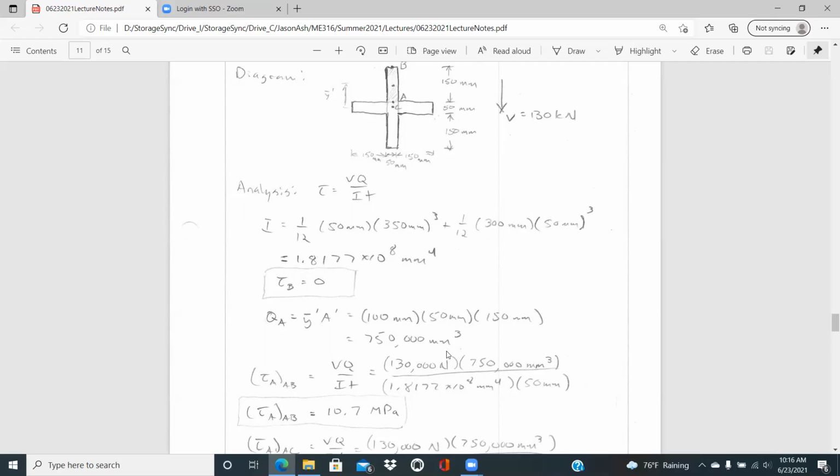And what we're finding is that we really don't need to solve this as a function of Y. We just need to know the critical points. So that's a little bit easier to do. And so the shear stress at A for section AB is just VQ over IT, 130,000 newtons, Q 750,000 millimeters cubed, I 1.8177 times 10 to the 8th millimeters to the 4th. And that thickness on this top section side is 50 millimeters. And so that shear stress for AB then is 10.7 megapascals.